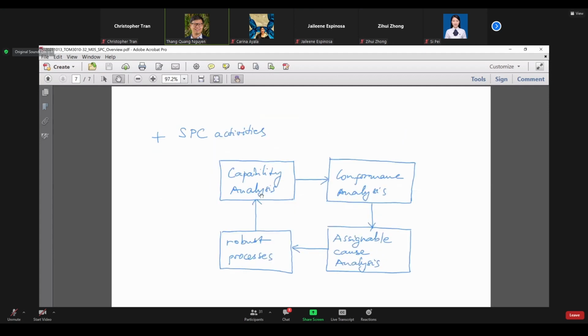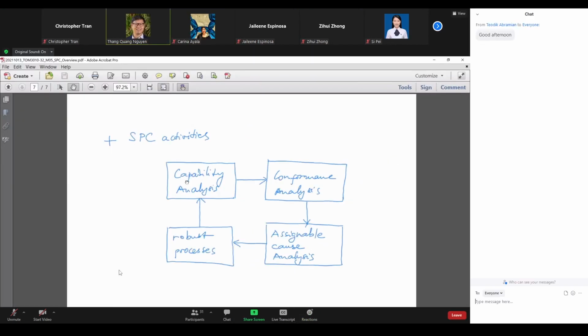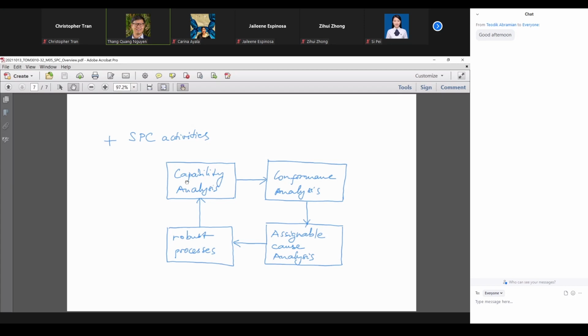And finally, I add another slide here. It is about the main activities of SPC. So in SPC, there are 4 main activities: capability analysis, and capability analysis is just we calculate to what extent we can conform to the design specification, right? To what extent, how much we stay true to the design, right? So that's the first activity.